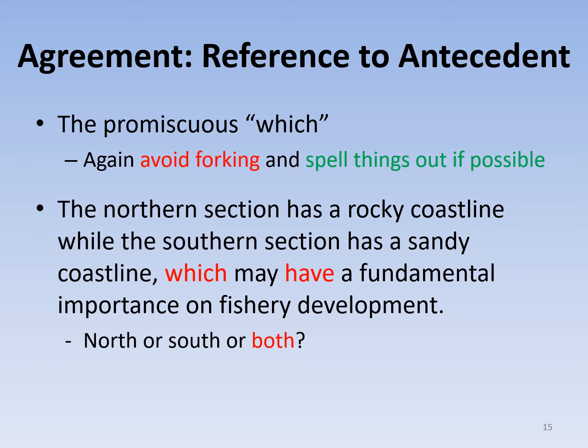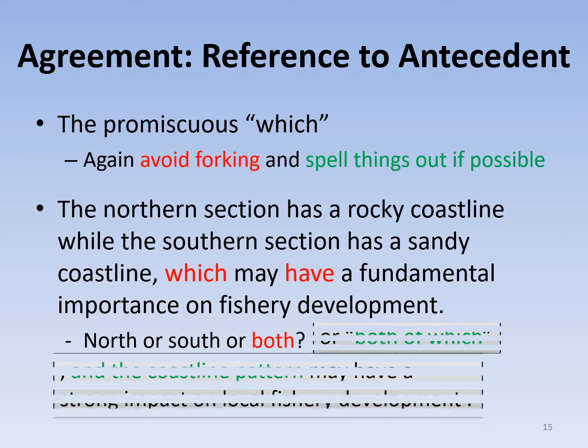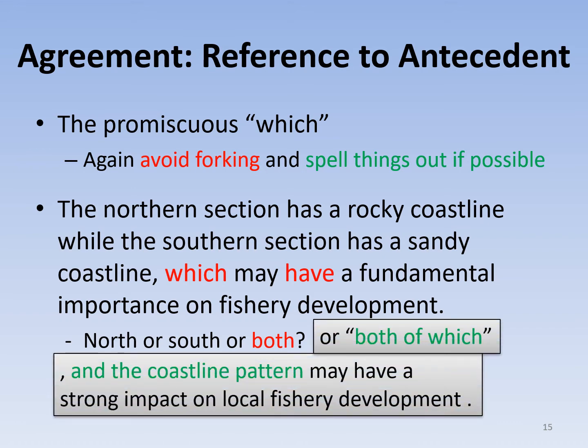So in this case, I would recommend that we simply spell it out. For example, like this. So stopping here, the coastline pattern may have a strong impact on local fishery development. Or we may actually put both of which here as well. And then we know that we are actually referring to everything, basically the first half of this entire sentence. And in this way, we avoid this promiscuity problem.